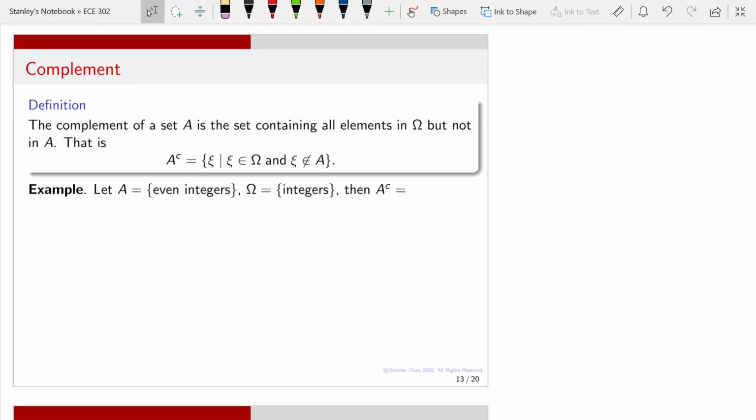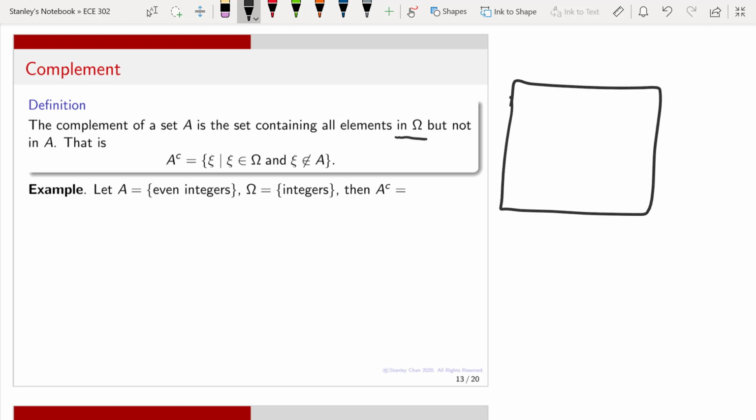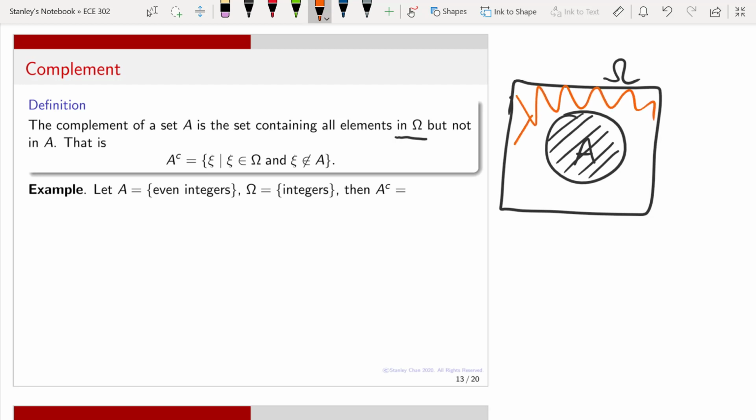The complement of a set A is the set that contains all the elements that are in omega, but not in A. It would be easy to draw a diagram where you have an omega, and then you have the set A, which contains anything that's inside. And then what is the complement? Well, the complement is anything that is outside of A. So here it would be A complement.